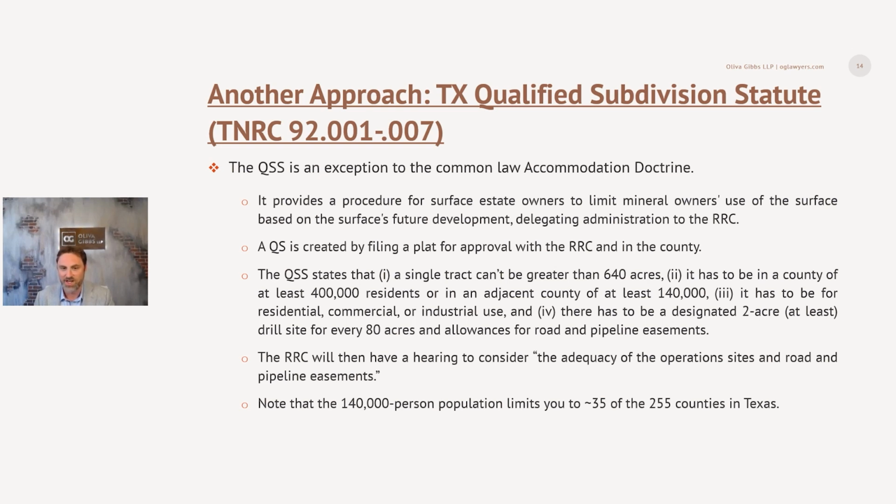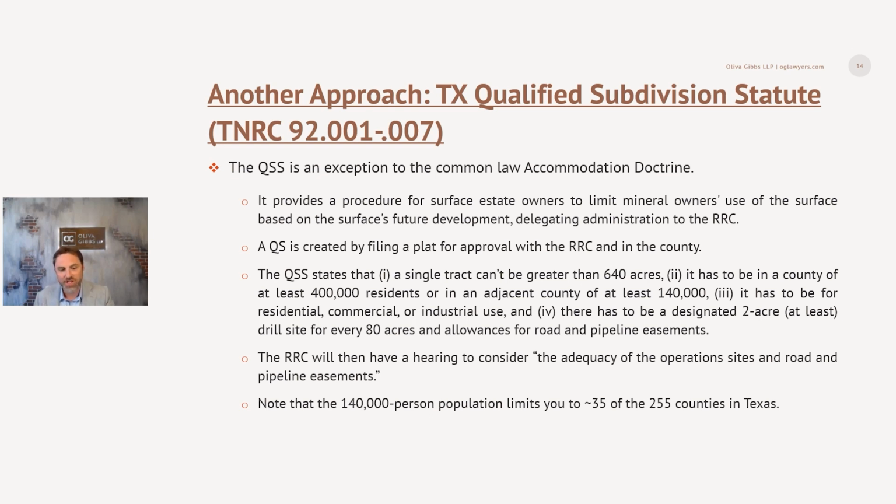So what you do get from this is an idea of what an accommodation agreement should include, even if it's being negotiated and not under the qualified subdivision statute. You're going to want to have setback tracts, development, drill site tracts that are probably at least a couple of acres, maybe a little bigger. And they're going to have to be checkerboarded or interspersed throughout the entire area of interest. And you're going to have to allow for access and takeaway capacity.